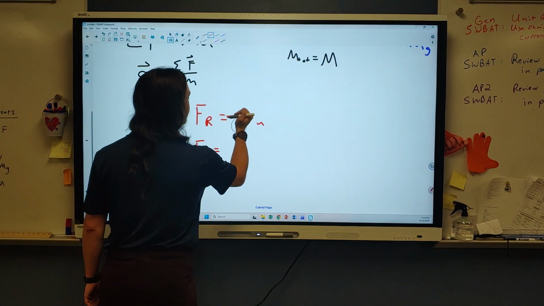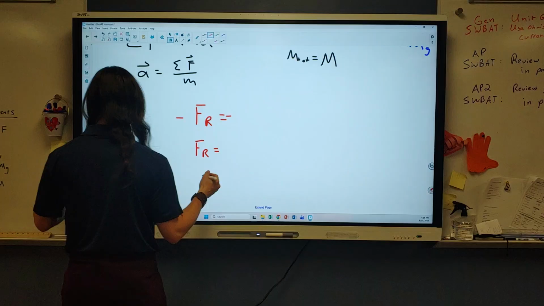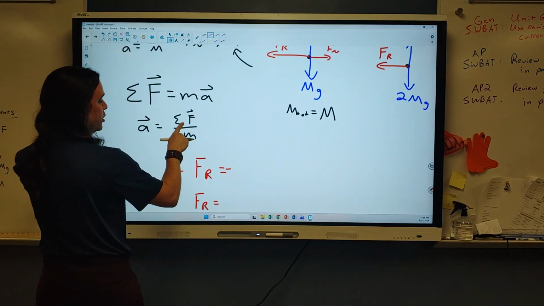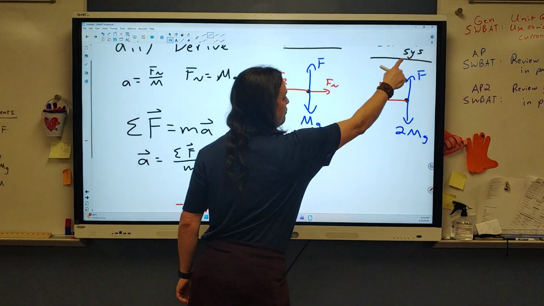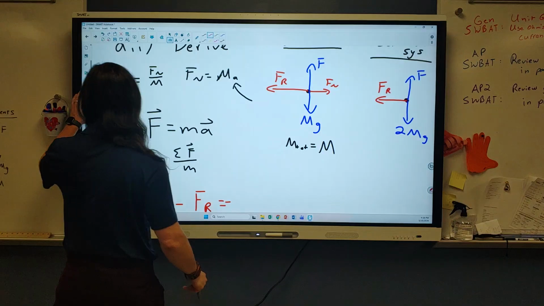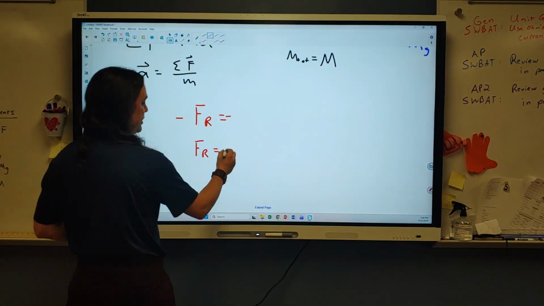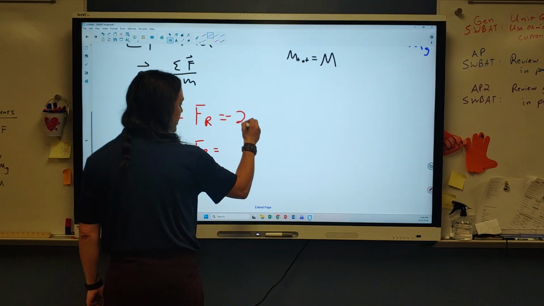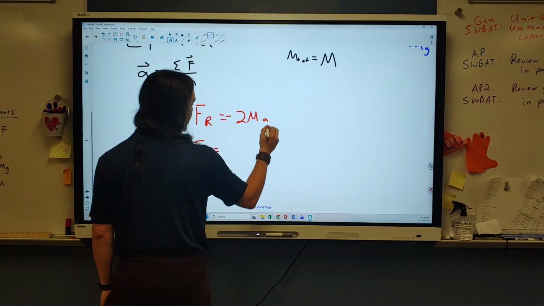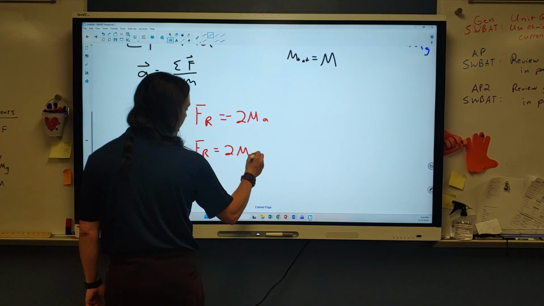oh, I'm sorry. And here I am making my own mistake. This is my net force, and it needs to be equal to the mass of my system. If I'm looking at the box cube system, it is not m, it is negative 2m times a. So I would have 2ma.